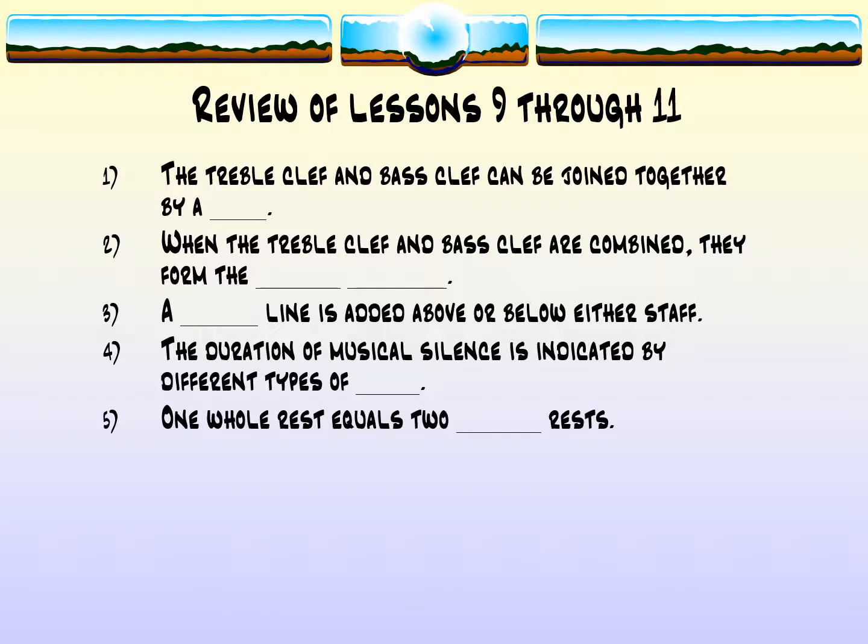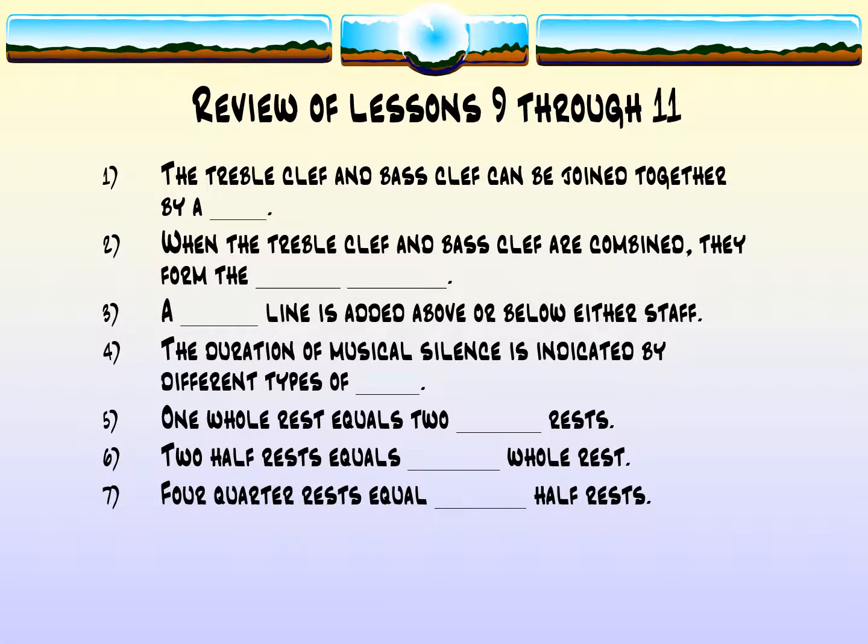A whole rest equals 2 blank rests. 2 half rests equal blank whole rest. 4 quarter rests equal blank half rests. 2 quarter rests equal 1 blank rest.